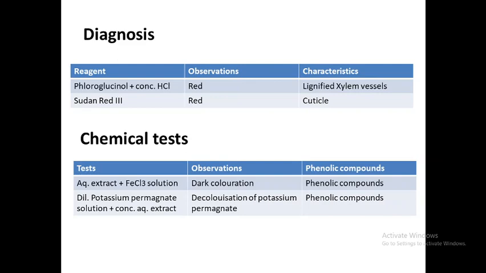So the aqueous extract of Azadirachta, when treated with ferric chloride solution, it showed the dark color, and this dark color is due to the phenolic compounds in Azadirachta. Second, the dilute potassium permanganate solution, when treated with concentrated aqueous extract of Azadirachta, that shows the discoloration of potassium permanganate, that is violet color of potassium permanganate get decolorized in presence of phenolic compounds in Azadirachta. So these are the two important chemical tests of Azadirachta.